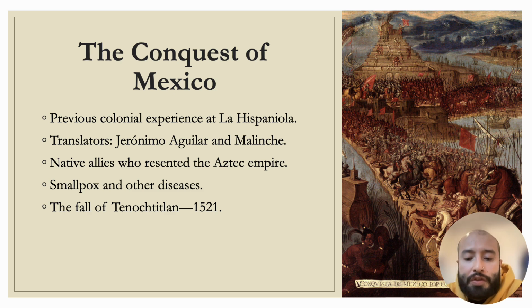Jerónimo Aguilar was a Franciscan friar from Spain who was captured by the Mayas near what today is Playa del Carmen, close to Cancun in Mexico. He stayed with them for almost 10 years. And the thing is that Jerónimo Aguilar actually learned how to speak Maya and a little bit of Nahuatl, and he became very important as a translator for Cortés, right?